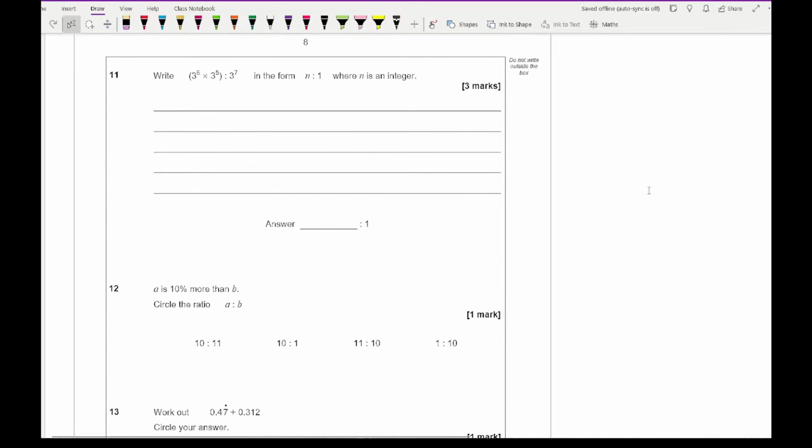Moving on to question 11, it says write (3 to the power 6 times 3 to the power 5) over 3 to the power 7 in the form of n over 1, where n is an integer. So first things first, what we want to do is simplify the bracket. Because we add the powers, it becomes 3 to the power of 11 over 3 to the power of 7. Now if I want to make that so I've got 1 at the bottom, I need to take the 3 to the power of 7 over to the other side. So I take away the power, so that becomes 3 to the power of 4 over 1, and 3 to the power of 4 is 81, so it's going to be 81 over 1.